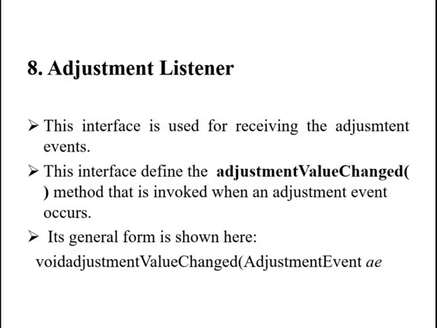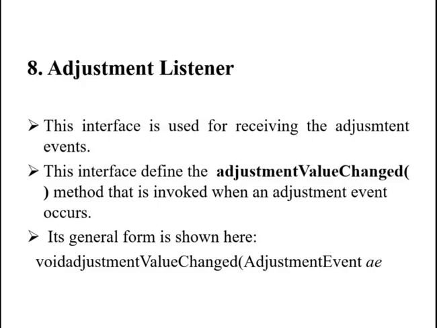Adjustment listener. Next one is adjustment listener. This interface is used for receiving the adjustment event. This interface defines the adjustment value changed method that is invoked when an adjustment event occurs. The general form of the adjustment listener is as shown here: void adjustmentValueChanged(AdjustmentEvent ae).